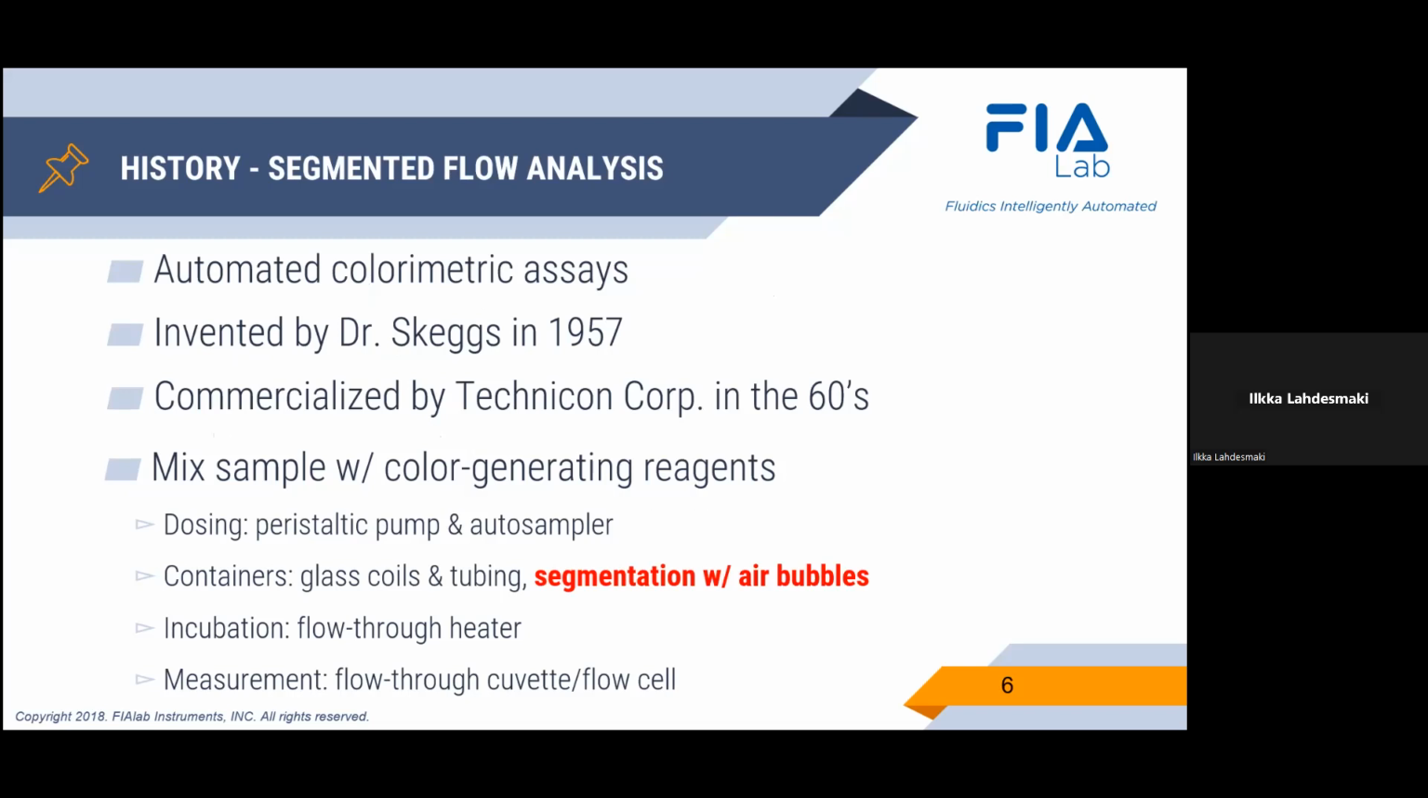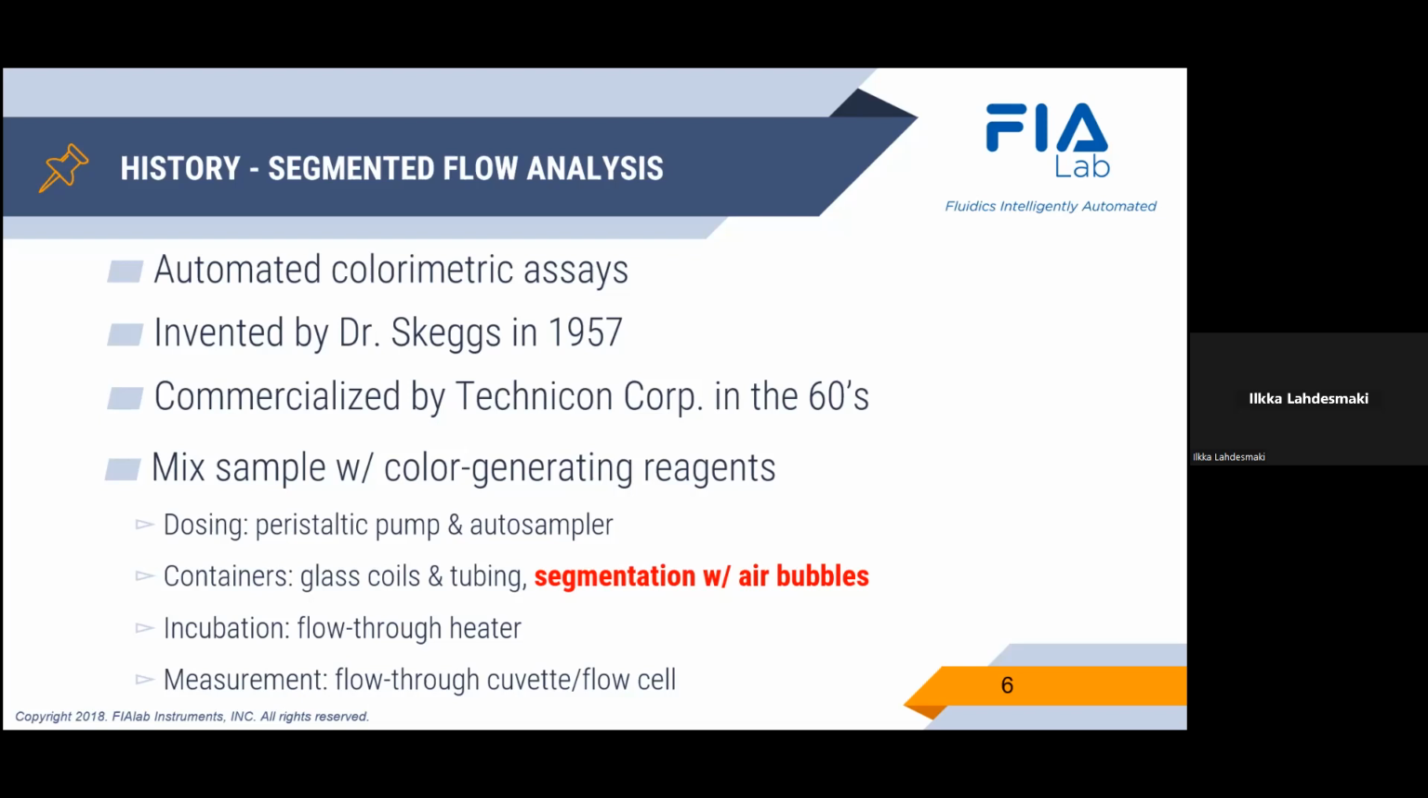The first way of doing that was invented in the 1950s by a scientist called Dr. Skeggs. He developed an instrument that was able to do colorimetric wet chemistry in an automated manner. The instrument was quickly commercialized by the Technicon Corporation in the 60s and became the best-selling instrument of its time, more or less. The premise of it was that you did the automation with the aid of continuous moving liquid flow streams.